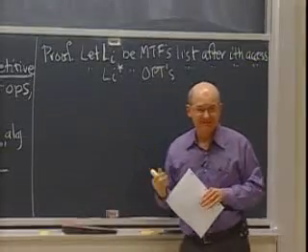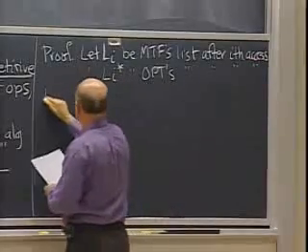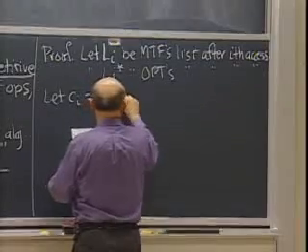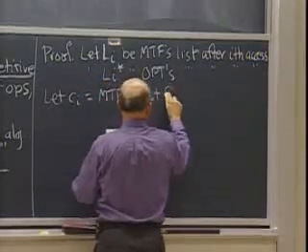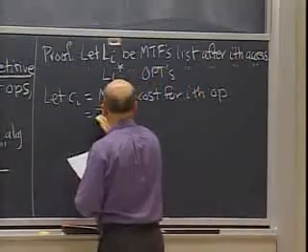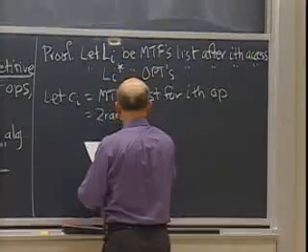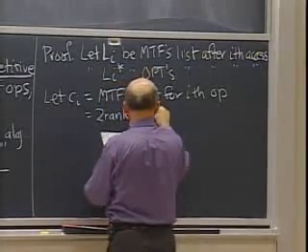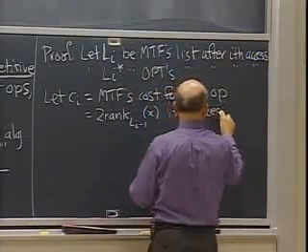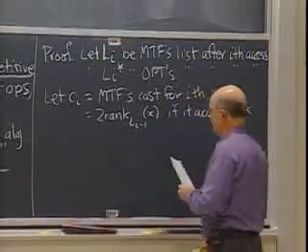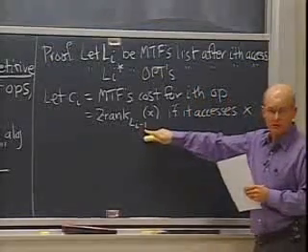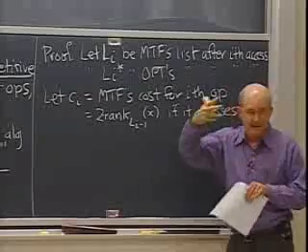We don't know. So we're going to let C sub i be MTF's cost for the ith operation. And that's just twice the rank in L sub i minus 1 of x, if the operation accesses x. 2 times the rank in L i minus 1, because we're going to be accessing it in L i minus 1 and transforming it into L i.